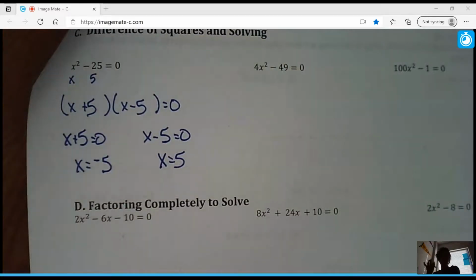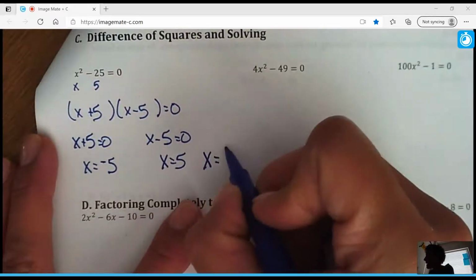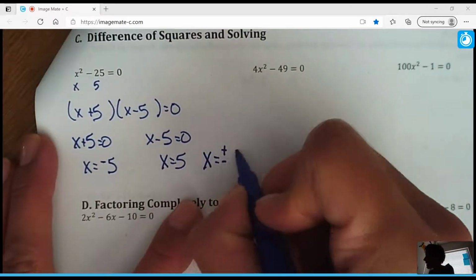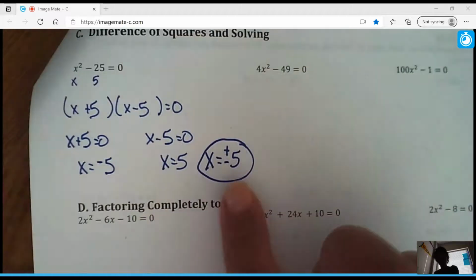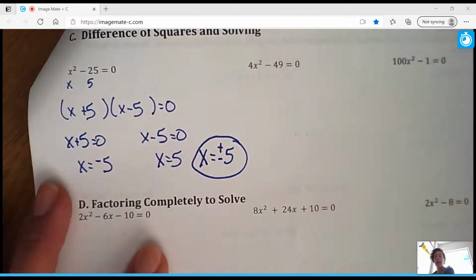So one thing you can do is leave your answer separate like that, but you can write it as x equals a positive and negative 5, and I want you to start doing that because this is going to pop up when we start to hit some other sections. So there are 2 answers there. There's a positive 5 and there's a negative 5.